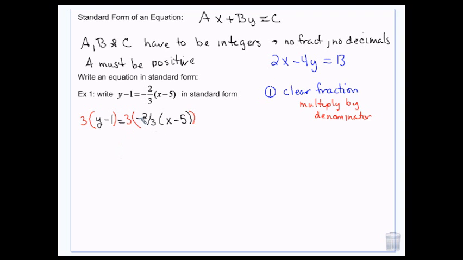Now what's important here is I'm multiplying this whole expression by 3, but it's really only multiplying by the 2/3 because this is 3 times 2/3 times x minus 5. So if you multiply the x and the 5 times 3 also, it's really multiplying those by 9 because you're multiplying it by 3 twice.